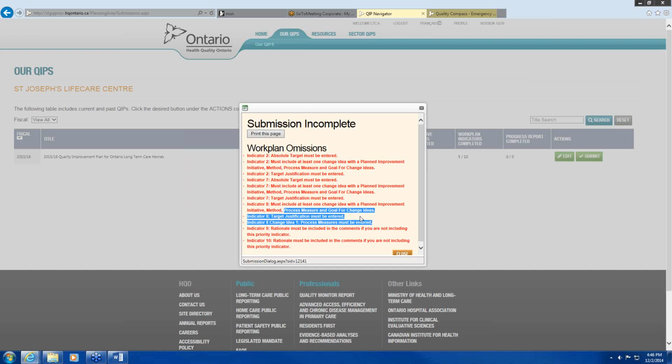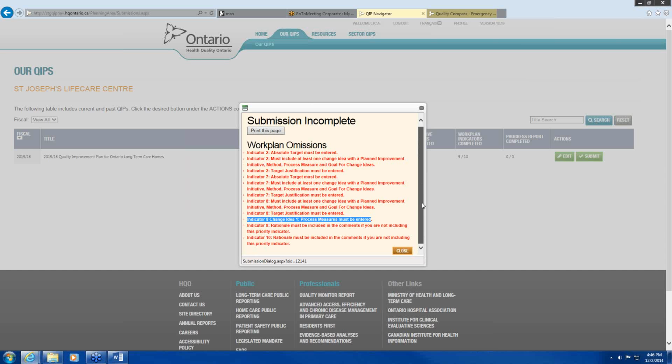We didn't put in target justification. Remember I said to leave that to Mark. It won't submit unless you put in your target justification. And it certainly tells you that your process measure wasn't completed. So if you go back, Mark, and just put some data in there, you'll see that when you try to submit it, then it does disappear.